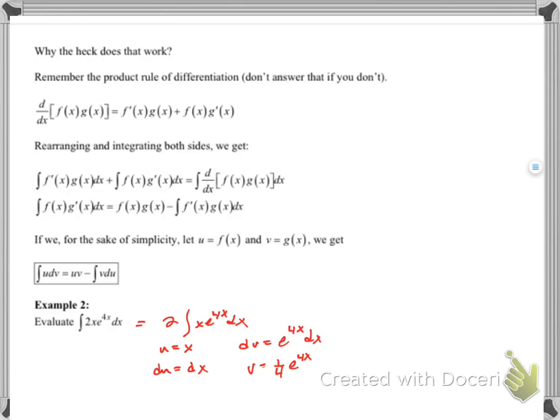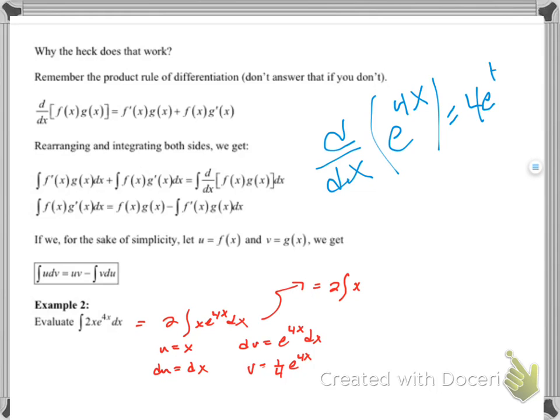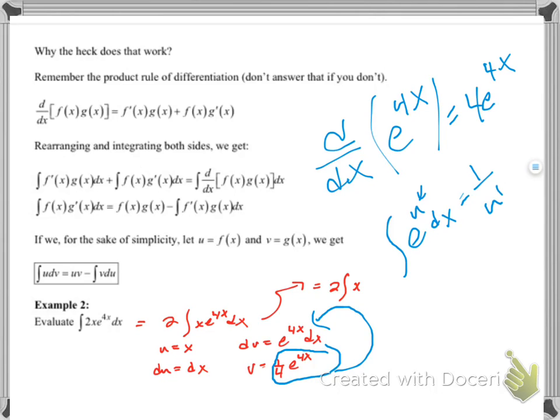So, I'm sorry, you pick your u as x, and dv is e to the 4x. I just picked x to go as u, and dv as the other, just to give you something to start with. Derive and antiderive as needed. And then here's my original. Oh, by the way, I wanted to give you a reminder of what it means to take the antiderivative of e to the u if u is linear. It's 1 over u prime times e to the u. That's something you want to have down.